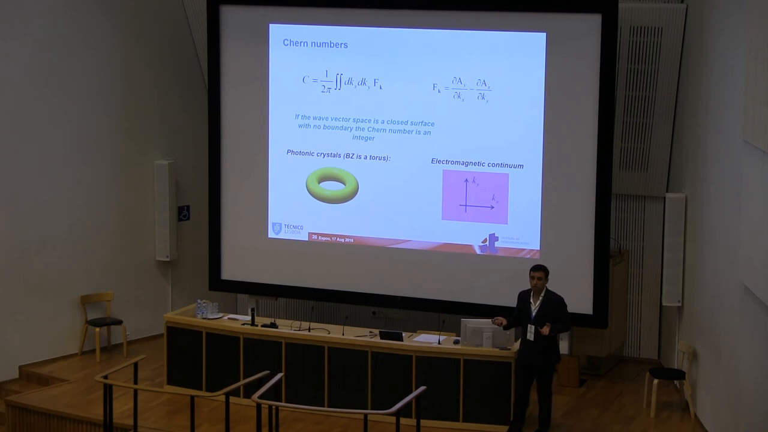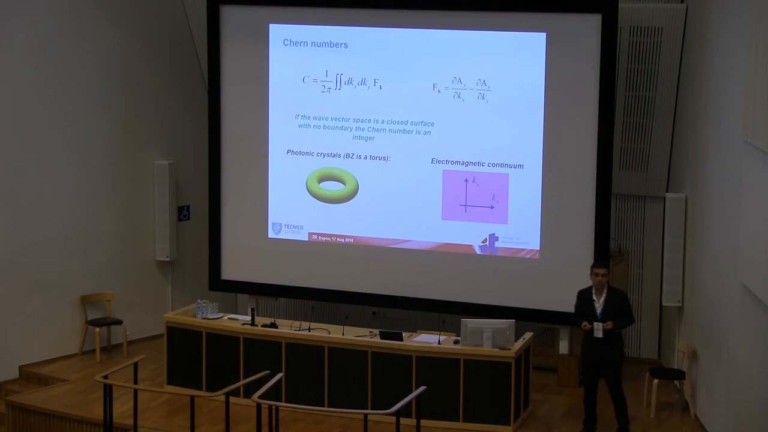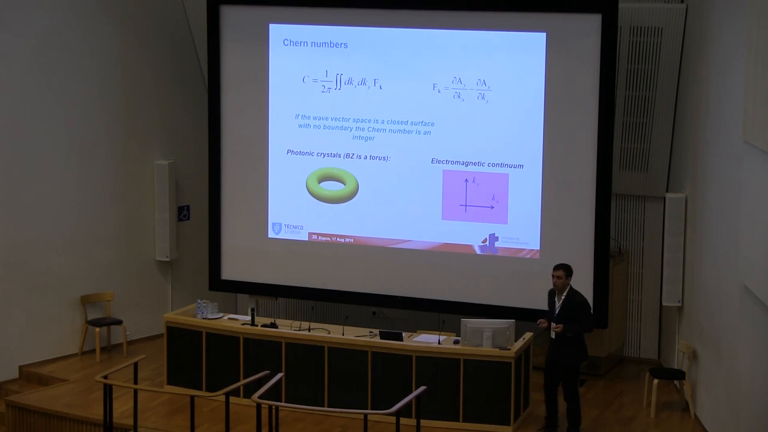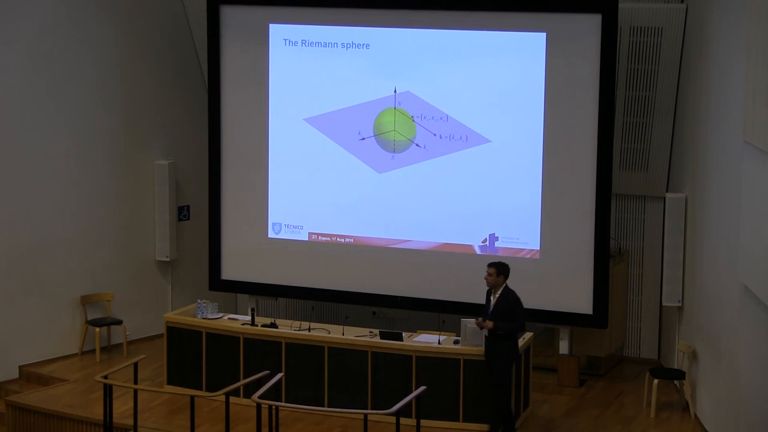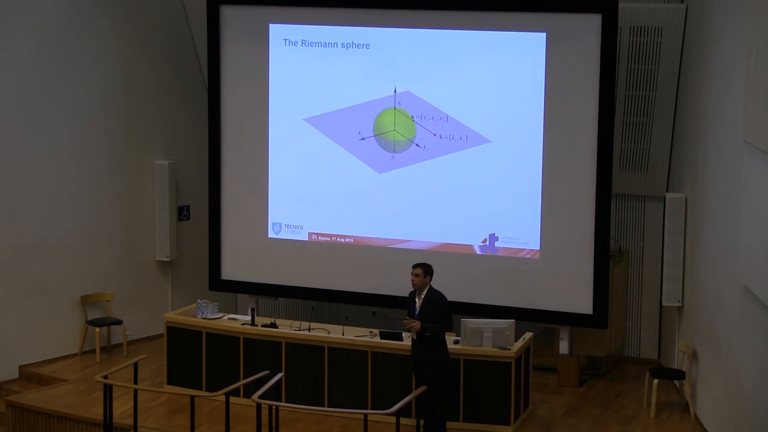Now, in electromagnetic continuum, that's not the case, because the wave vector space is any kx or any ky, completely unbounded, so it's the Euclidean plane. So obviously it's not closed, and obviously does not satisfy the conditions of the theorem. We can kind of pretend that the problem does not exist, and we'll do that for a while. And we can even hide it under the rug, and say that we can map each point of the Euclidean plane into a point of a sphere using the stereographic projection. So you have the Riemann sphere, so you can say that rather than the Euclidean plane, your wave vector space is just the surface of the sphere.